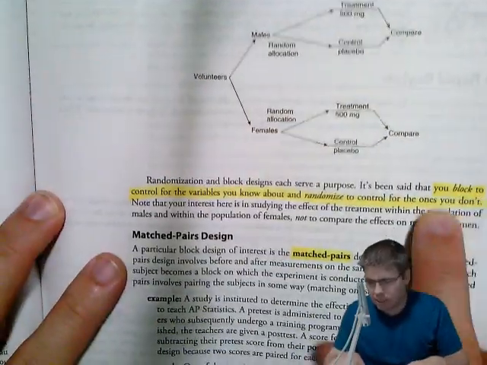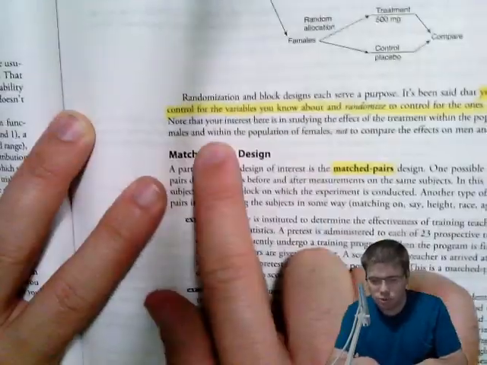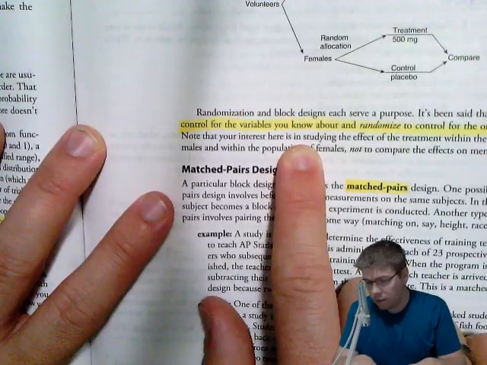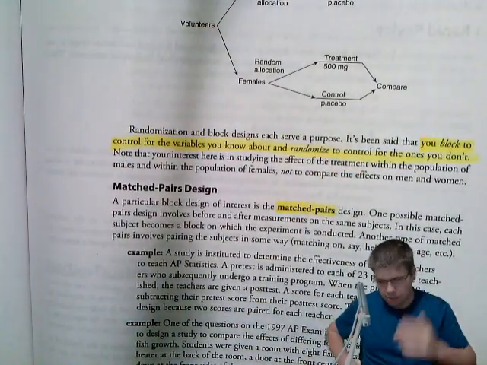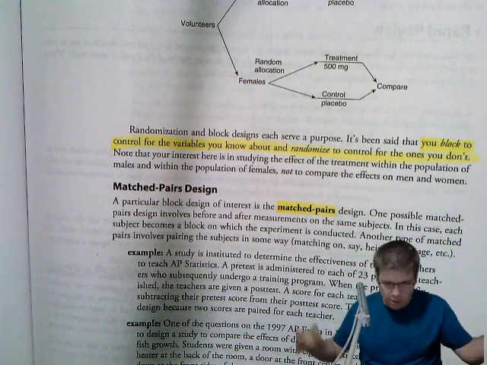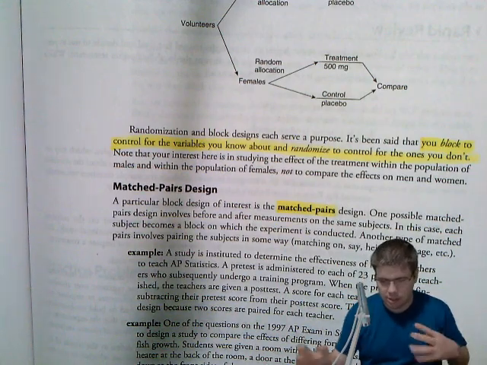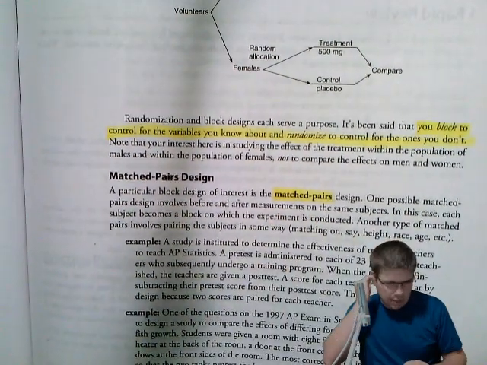I thought this was a nice summary: you block to control for variables that you know about, and you randomize to control for the ones you don't. That's the nice thing about randomization: hopefully it's keeping all things, even the ones we forgot to think about, the same. And the matched pairs design is like a very small blocking.